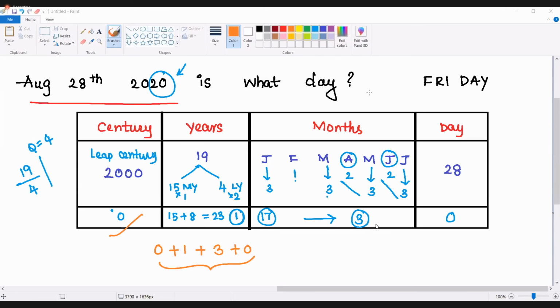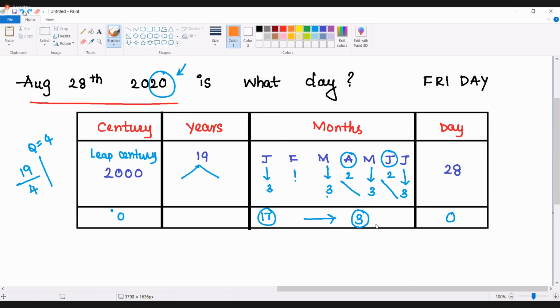Yeah, I will explain how I am calculating the years. Just focus one more time. So in the years we are getting 2 odd days. Don't worry, I will explain once again. 19 years are there. Some are leap years, some are non-leap years. How I am calculating? Look at this.